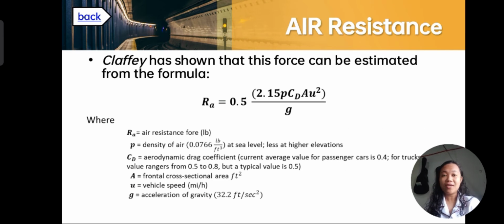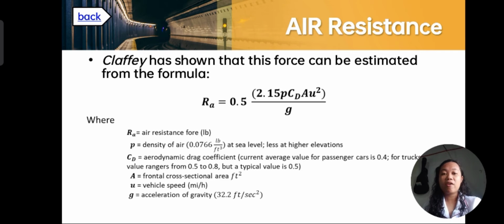Kehoe has shown that this force can be estimated by the formula R_A equals 0.5 times the quantity 2.15 ρ C_D A U² over g. R_A is the air resistance force, which has the unit pounds. ρ is the density of air, given by the value 0.0766 pounds per cubic foot at sea level. The density of air is less at higher elevation.